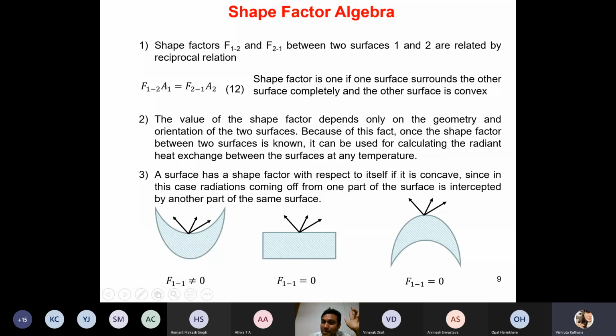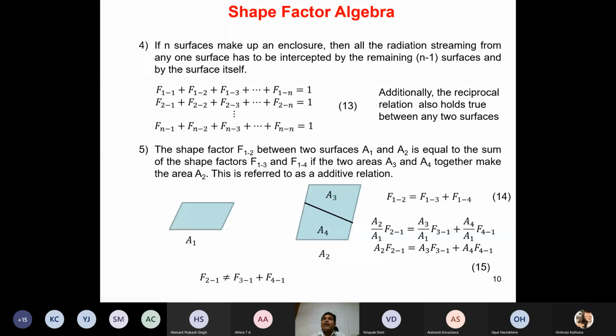Did you get it? Yes, sir. So that is the difference. That is why here the shape factor is 1. Here we are not saying that. Here we are saying with respect to itself whether it will have a shape factor or not. So with respect to itself, it will have a shape factor only if it is concave. If it is convex or a flat surface like this, in that case, it is not going to have a shape factor with respect to itself. In fact, you can put it F11, but that will be equal to 0. Is it all right? Yes, sir, got it. Okay.